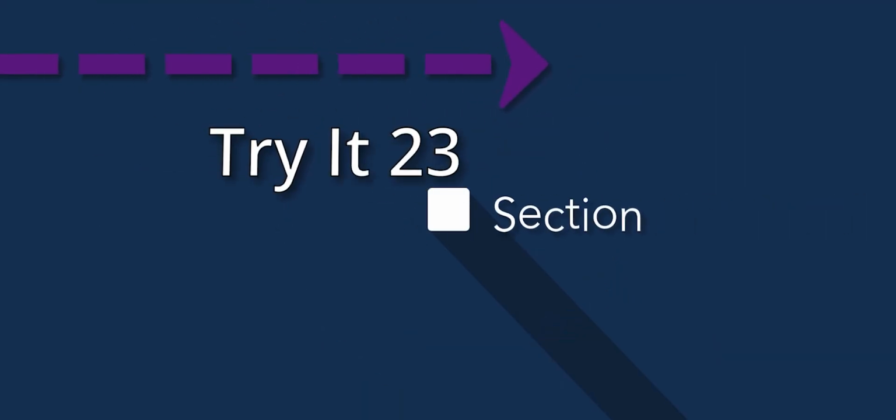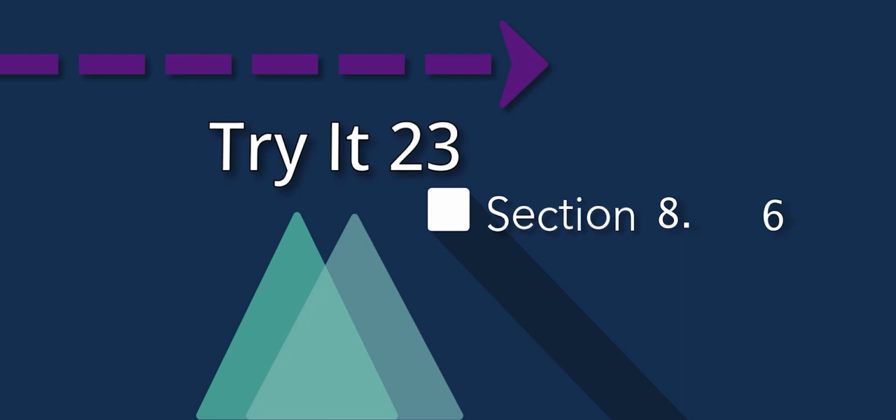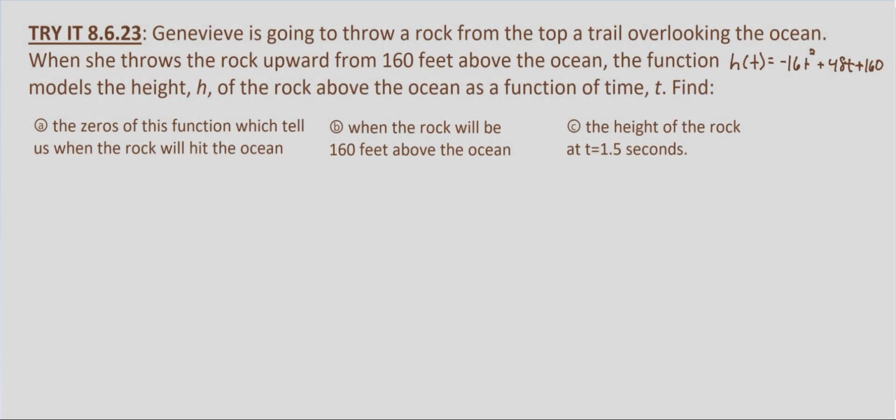In this problem, we're told that Genevieve is going to throw a rock from the top of a trail overlooking the ocean. When she throws the rock upward from 160 feet above the ocean, the function h(t) = -16t² + 48t + 160 models the height h of the rock above the ocean as a function of time t. And then we're asked to find the zeros of the function, which will tell us when the rock will hit the ocean, when the rock will be 160 feet above the ocean, and the height of the rock at t = 1.5 seconds.